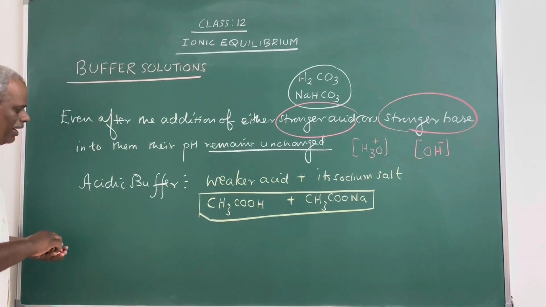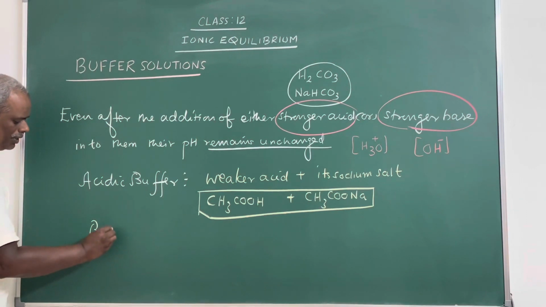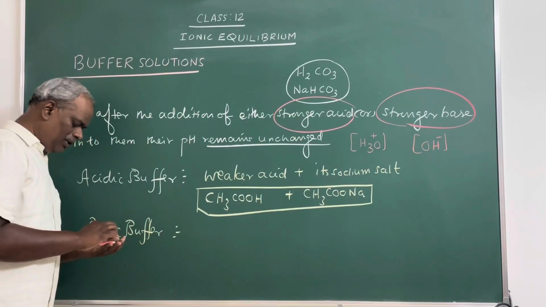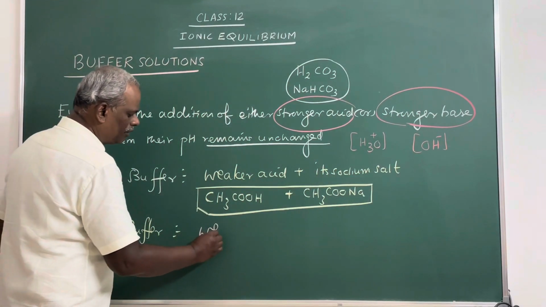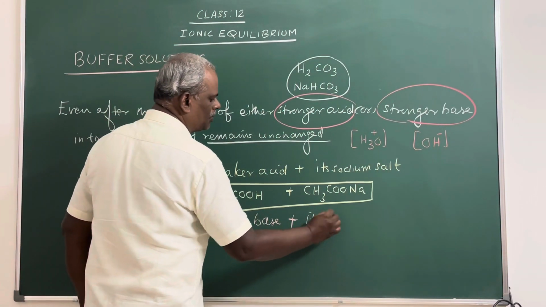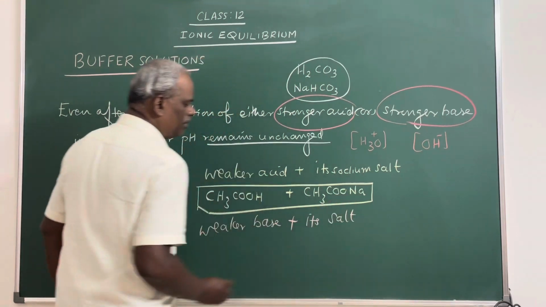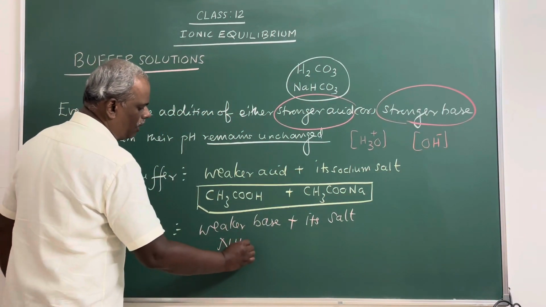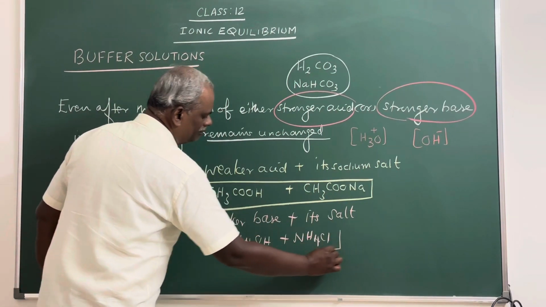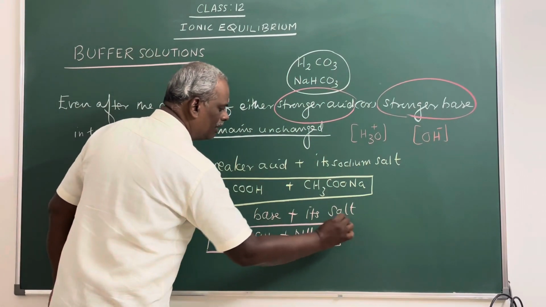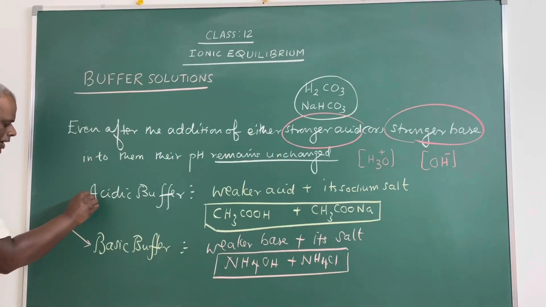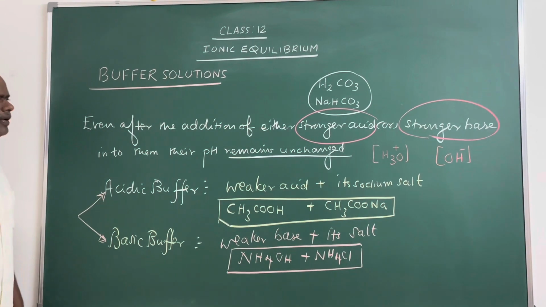Likewise, what is called basic buffer? The other one, basic buffer. The basic buffer is a mixture which is containing weaker base and its salt. Just see, this is the weaker base, ammonium hydroxide, and its chloride salt is ammonium chloride. So it's the best example of the basic buffer. There are two types of buffer solutions. One is acidic buffer, the other is basic buffer.